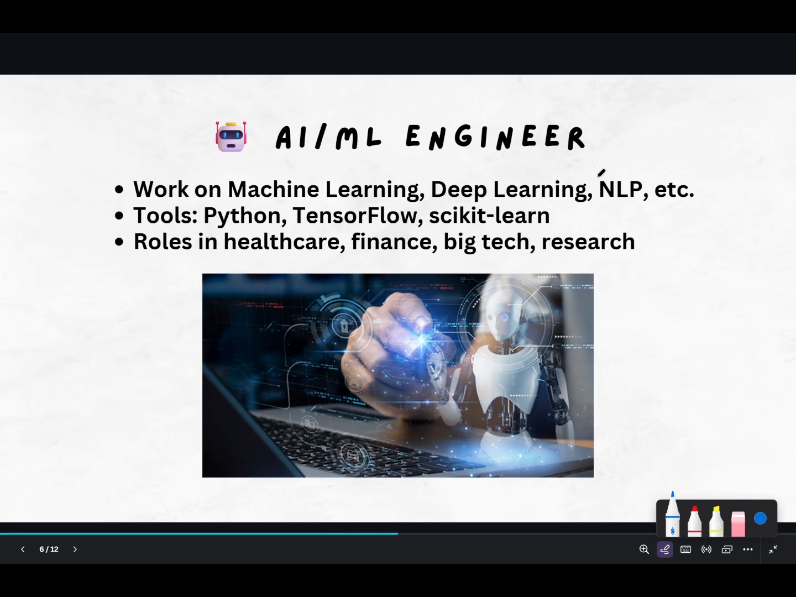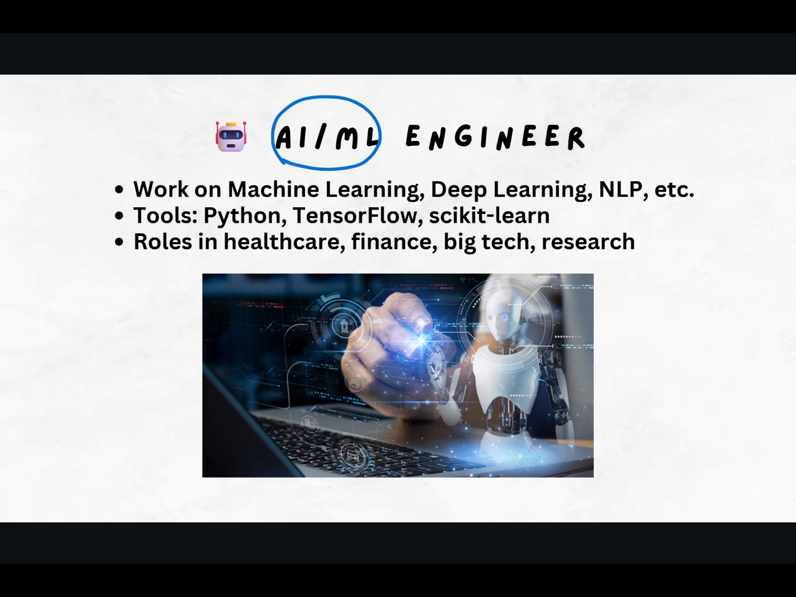Okay, now a really popular domain these days is AI and ML. People go goo goo gaga over it, we all know about that, right? So what an AI ML engineer does is that they work on machine learning, deep learning, NLP, computer vision, etc. Now what are some tools that are used? Python, or there is a language called R, so you need to choose between Python or R. And then TensorFlow, Scikit-learn, PyTorch. So TensorFlow is by Google and PyTorch is by Meta.